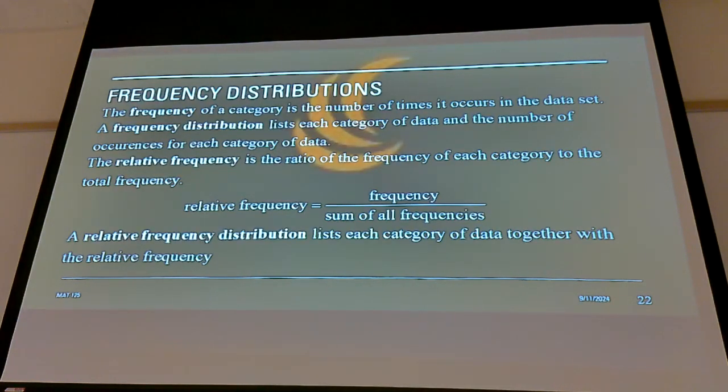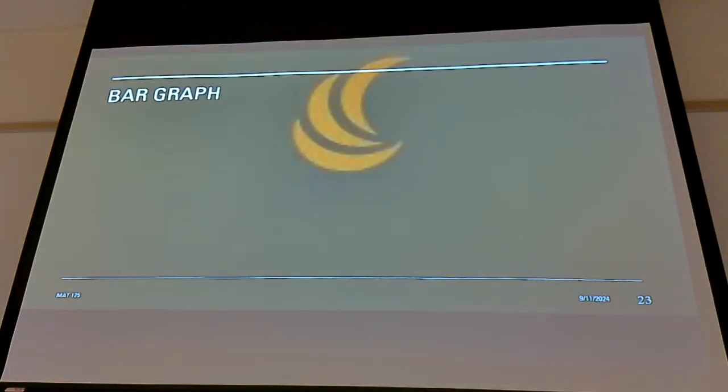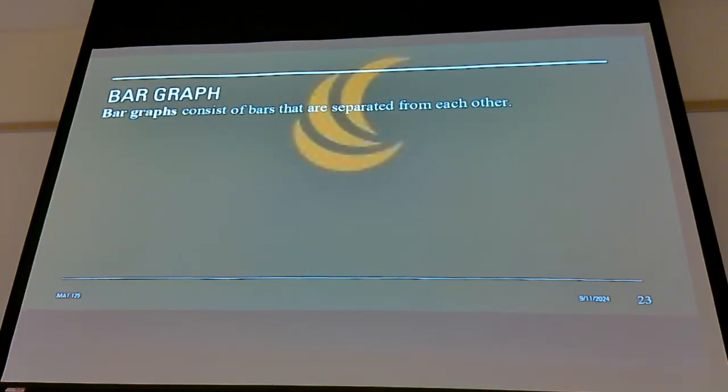Bar graphs are a way to visualize qualitative data. Bar graphs are only for qualitative data. They consist of bars separated from each other. Your bars are not connected. It is a histogram that connects the bars. Bars can be rectangles or rectangular boxes and can be drawn either vertically or horizontally. Here is an example.